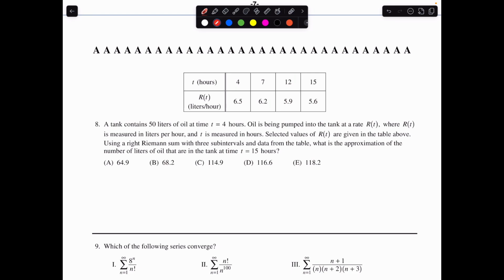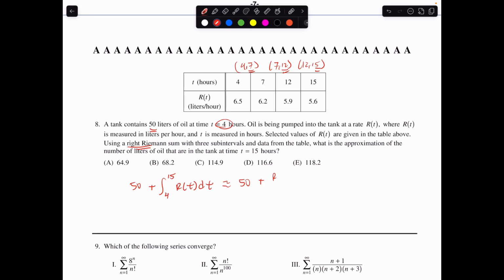All right. So in order to find how much is in the tank, I have to use the accumulation of change formula. First, I start at 50 liters at t equals 4, and I want to find when it's at 15. So it would be the integral from 4 to 15 of R(t), the rate. So you must remember your 50 to find out what it is. And now I'm going to do my right Riemann sum. So my intervals are 4 to 7, 7 to 12, and then 12 to 15. I'm taking the right sum, so I'm finding the value of R at those points.